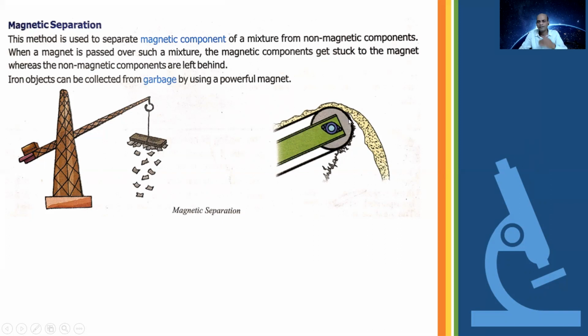As in attraction by a magnet, the magnetic particles come here and fall here, but the non-magnetic particles fall here. So they are being separated by using this method. Are you clear? Good. Iron objects can be collected from garbage using this method. You see, a dumping yard, everywhere it is being thrown.